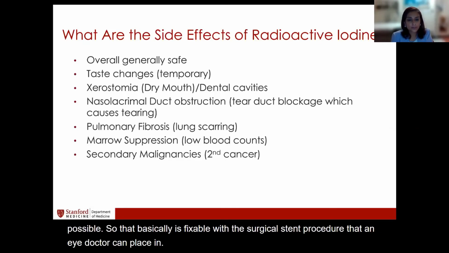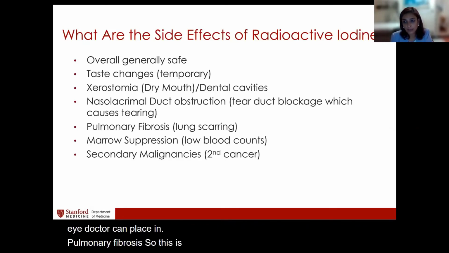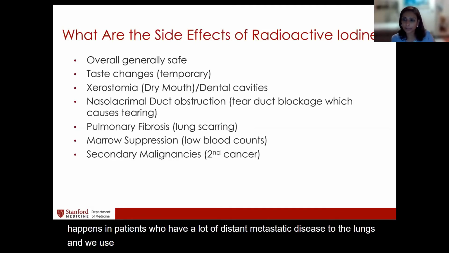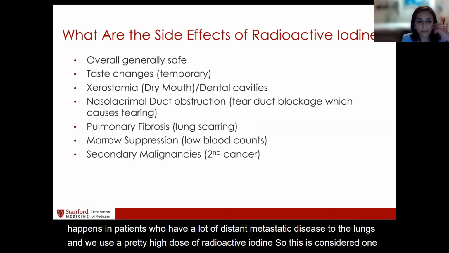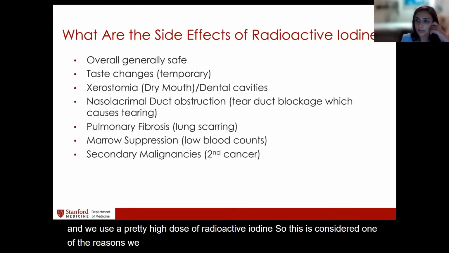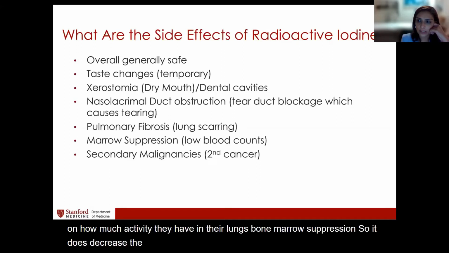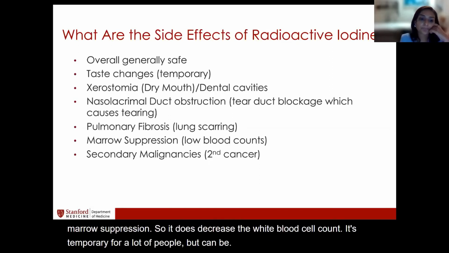Pulmonary fibrosis, so this is basically lung scarring, only really happens in patients who have a lot of distant metastatic disease to the lungs, and we use a pretty high dose of radioactive iodine. So this is one of the reasons we may not use such a higher dose in lung patients, depending on how much activity they have in their lungs. Bone marrow suppression, so it does decrease the white blood cell count. It's temporary for a lot of people, but can be permanent.